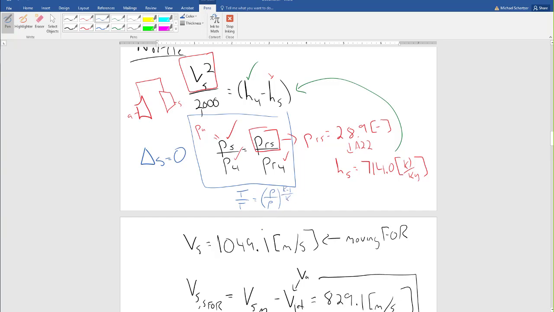You've got to check out the equation sheet. I never remember if this was P5 over P4 or P4 over P5. So check this out on the equation sheet, but it ends up being kind of the same.